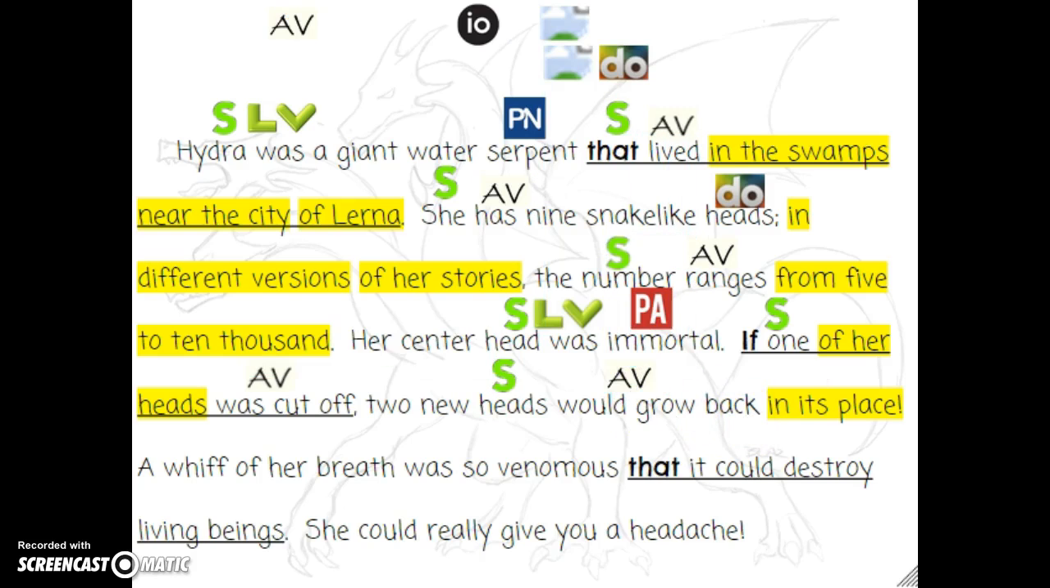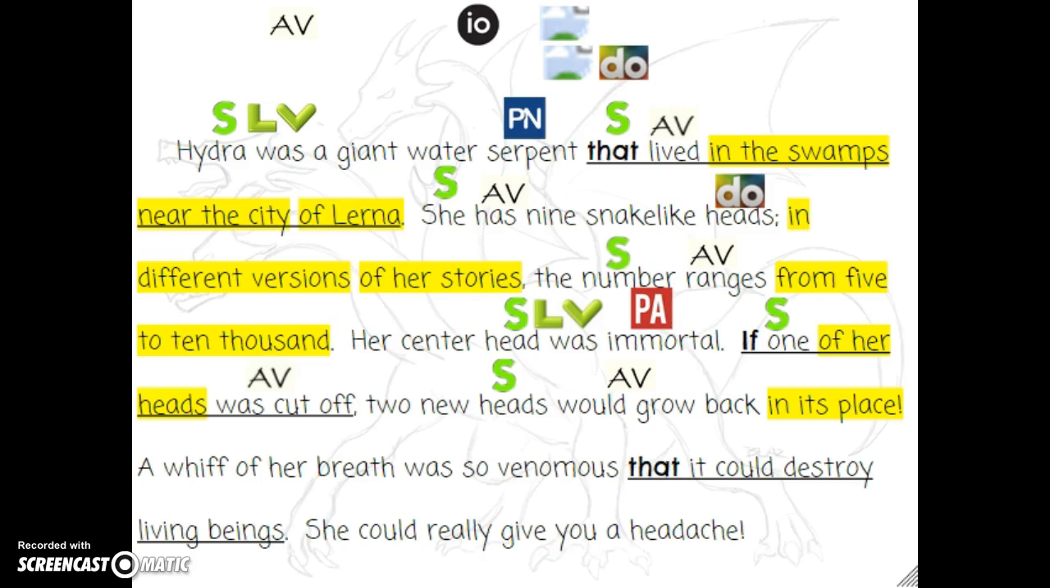And if I want to look for a direct object, I ask myself whom or what. The heads would grow what? Back doesn't really answer that question. So back is telling where they would grow back. So that's an adverb, but it's not a direct object.